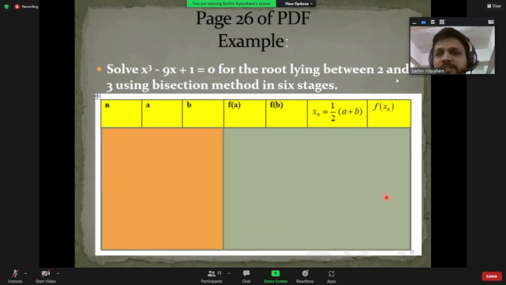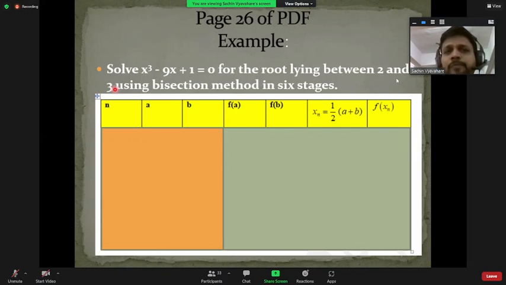So here is the first example. This example is from an old question paper. The question is, solve the equation x cube minus 9x plus 1 equal to 0 for the root lying between 2 and 3. What is the best part in the question? Right now you are given 2 and 3 as the end coordinates of the interval already. So the nearest integers are already given.